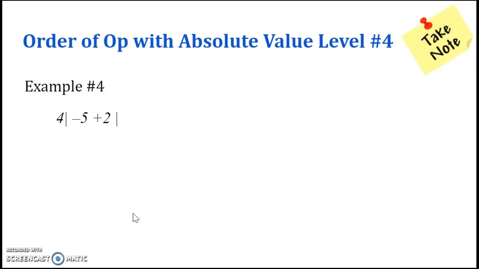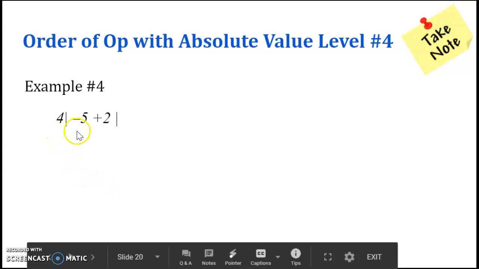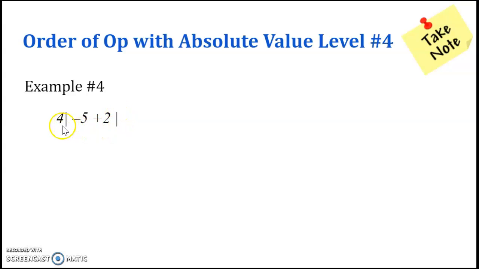Okay, let's try the last example. We have 4 times the absolute value of negative 5 plus 2, close absolute value. Now we have this number 4. What does this number 4 do? It means multiply, just like when you have a number right next to parentheses, the default is that you're going to multiply the two numbers. 4 times the parentheses, right? So it's going to be the same thing. It's 4 times the absolute value of negative 5 plus 2.